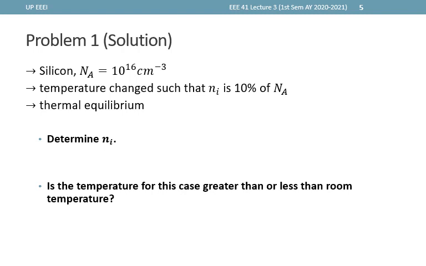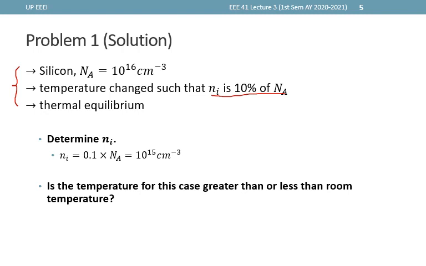So first, we summarize here the information we obtained from the given. So we have silicon, the acceptor doping concentration, the statement that the temperature changed such that Ni is 10% of Na, and then that the material is in thermal equilibrium. So for the first question, determine Ni. However, we have this statement right here where Ni is 10% of Na and Na is 10 to the 16. So we'll be able to solve that Ni is equal to 10 to the 15.